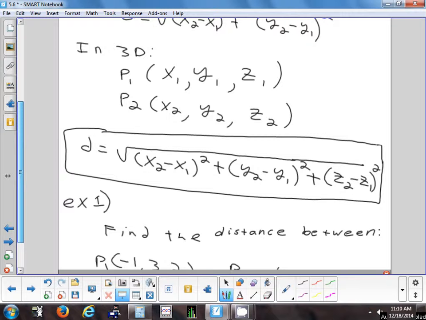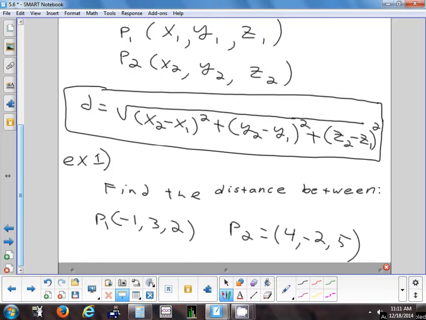Right, so let's try an example. So let's find the distance between the points -1, 3, 2. So again, this is x, y, and z. And P2, that's my x2, y2, z2. I didn't really mention this, but that formula that I just showed you, it's the Pythagorean Theorem. It's just the Pythagorean Theorem in 3D. That's all.